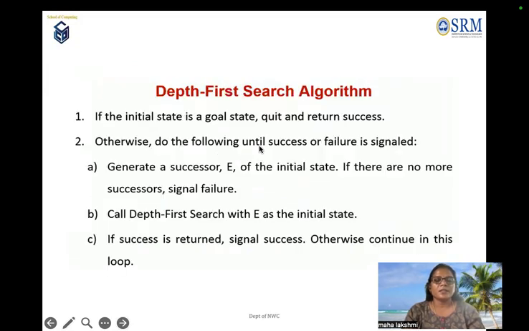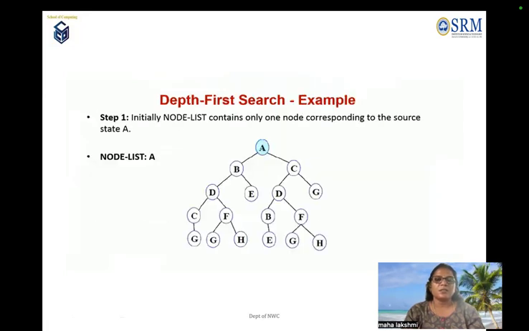If you see this DFS algorithm step by step: if the initial state is a goal state, quit and return success. Otherwise, do the following until success or failure is signaled. Generate a successor E of the initial state. If there are no more successors, signal failure. Call depth first search with E as the initial state. If success is returned, signal success. Otherwise, continue in this loop.